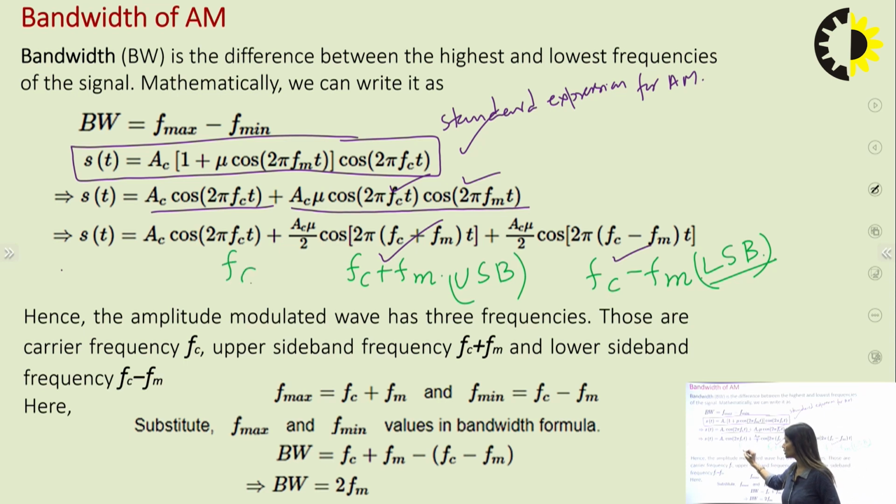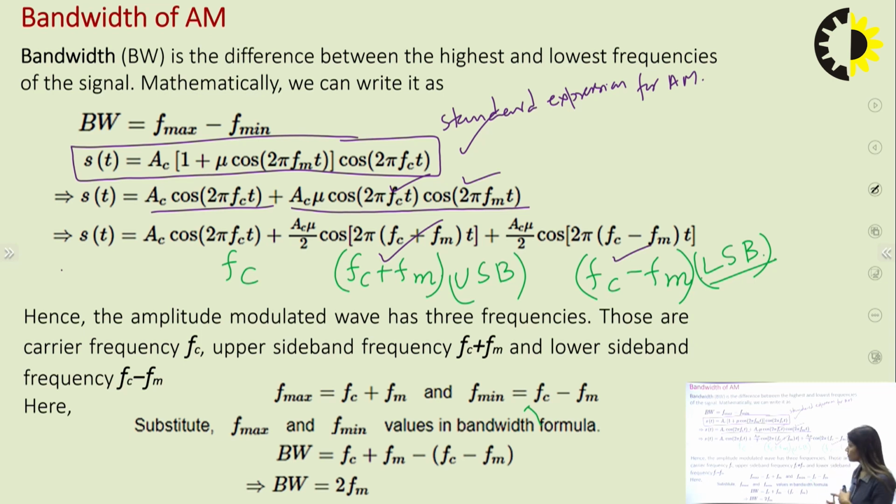So we have got three frequency components. The first is a frequency component of FC, the second is FC plus FM, and the third is FC minus FM. FC is the frequency of the carrier wave, as we have already seen. FC plus FM is the USB, the upper side band. FC minus FM is the LSB, the lower side band, right? So the amplitude modulated wave has three frequency components: one for the carrier, one for the upper side band, and the third for the lower side band.